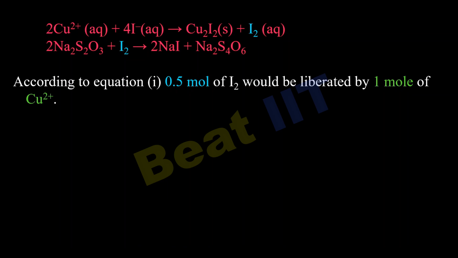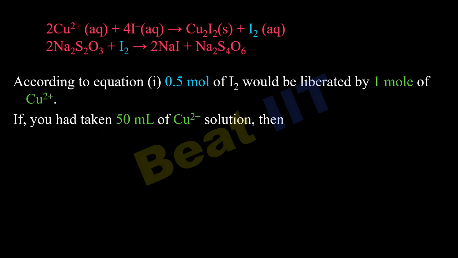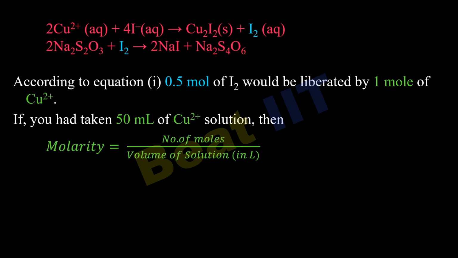So according to the equation, 0.5 mole of I2 would be liberated by 1 mole of copper sulfate. Once you know the moles, and suppose the volume of the copper sulfate was 50 ml, then you will get the molarity as the number of moles divided by the volume of solution in liters. It will be 1 mole divided by 50 milliliters, that is 50 × 10^-3 liters. When you solve, it will be 20 M. That is just an example to elaborate how you calculate the strength of the analyte.